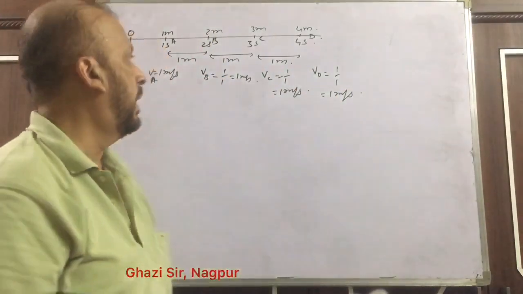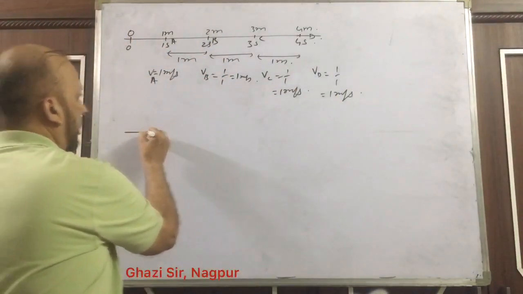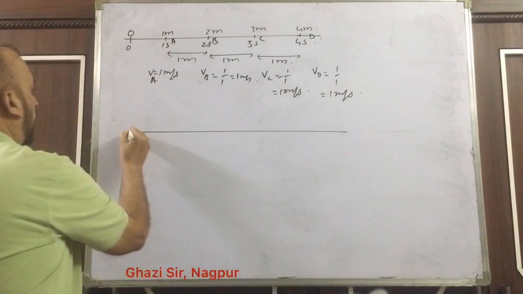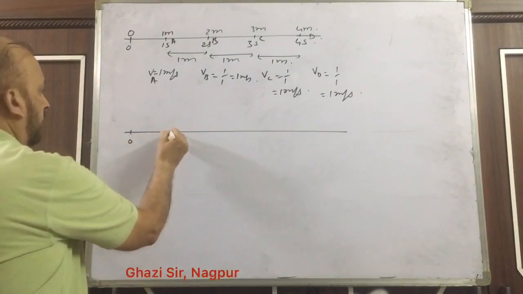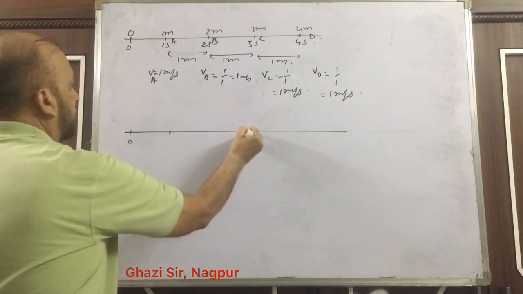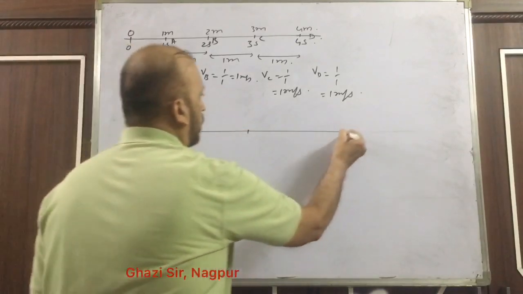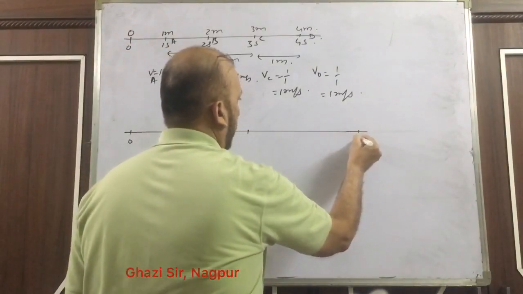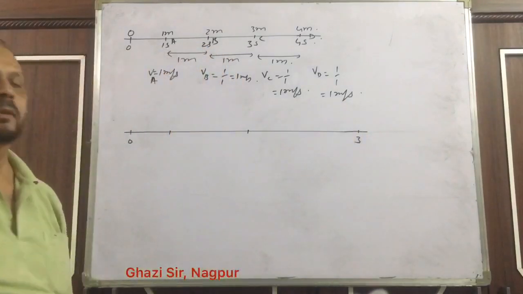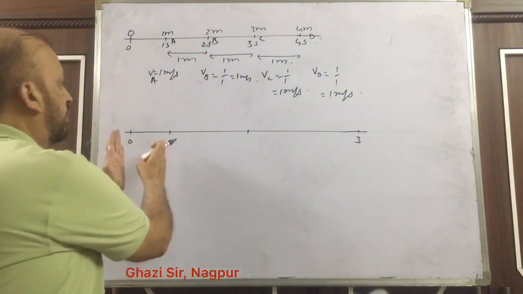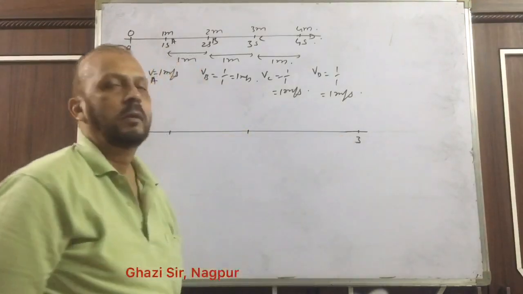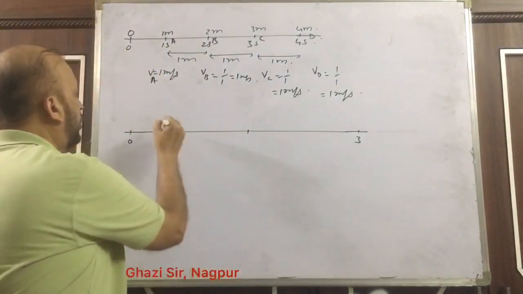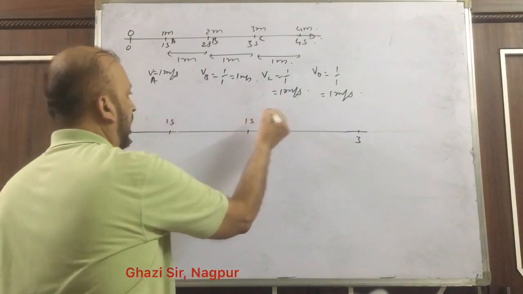Now one more particle, starting from O. Suppose in 1 second it reaches here, in 2 seconds it reaches here, in 3 seconds it reaches here. This distance is less than this one, this is more, this is further more. Time is 1 second each: 1 second, 1 second, 1 second.